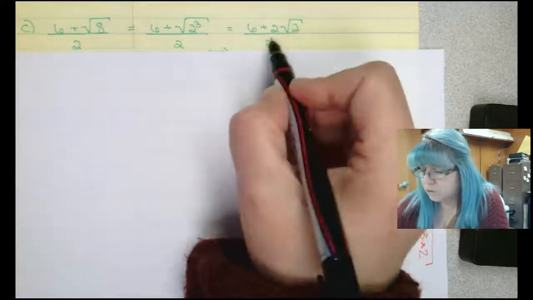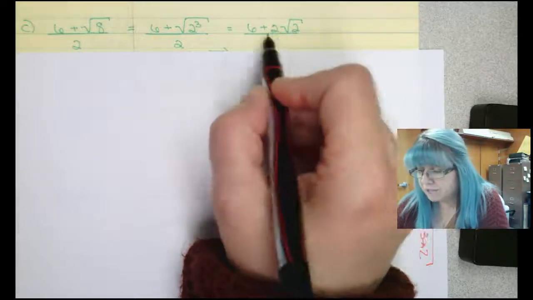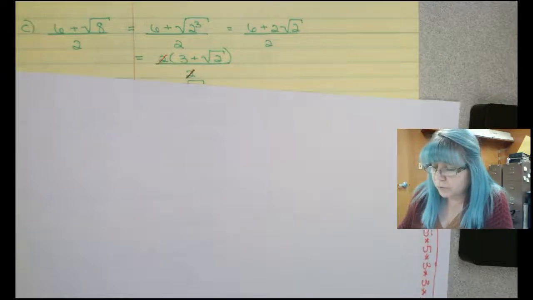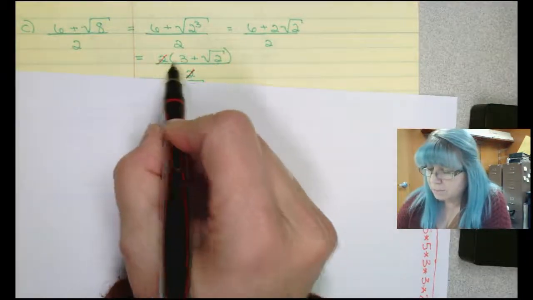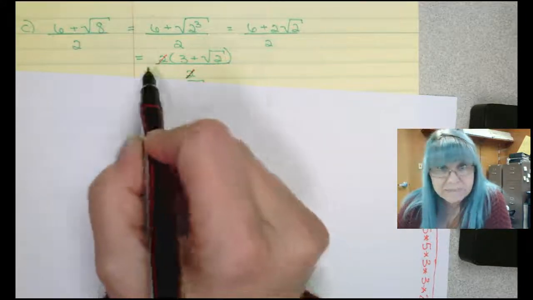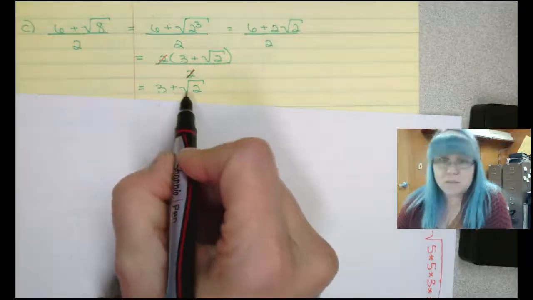No, I cannot just cross out these 2 because I have the addition symbol still there. I have to first factor the numerator. Once I factor the numerator, I'll get 2 times 3 plus the square root of 2 all over 2. The 2's will then finally reduce, leaving me 3 plus the square root of 2.